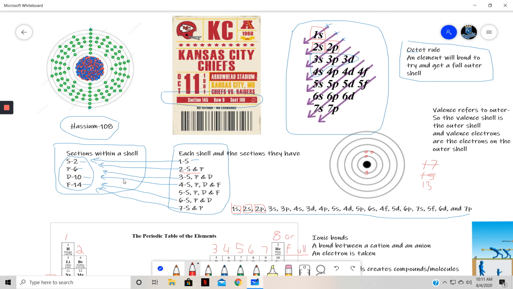Okay, and the P section, as we talked about over here, can hold 6 electrons. We've got 13 left, so we have plenty. So we'll come down here at the bottom, and we'll place 6 electrons. There's 1, 2, 3, 4, 5, 6. And then we'll subtract them so I don't forget. And I got 7 left.